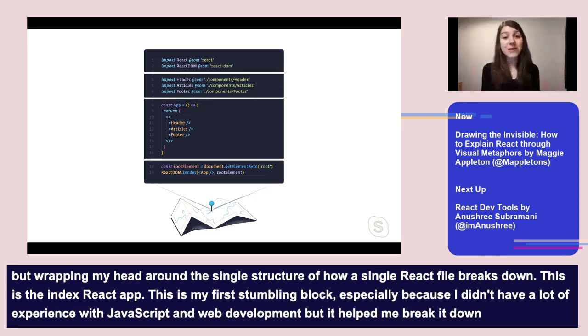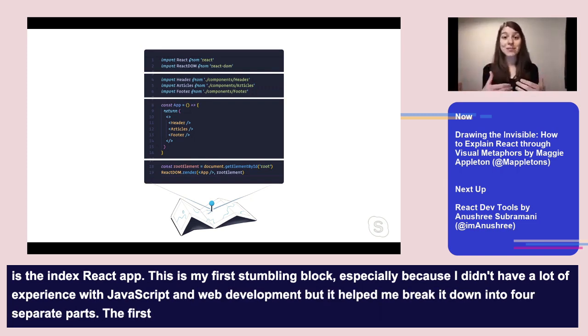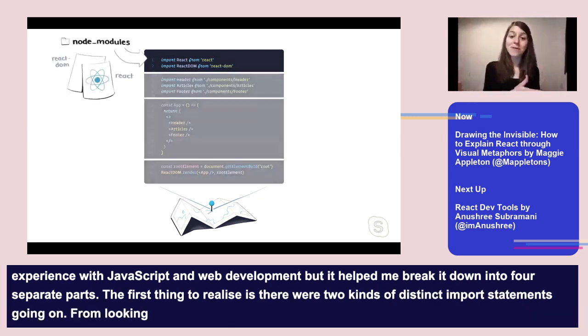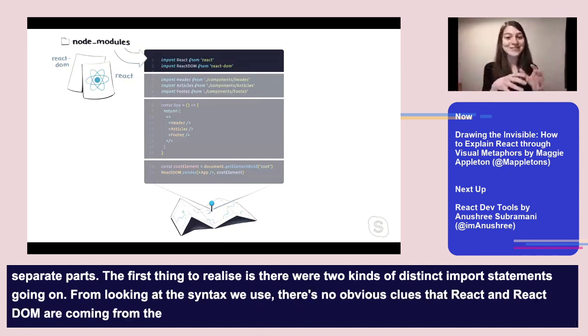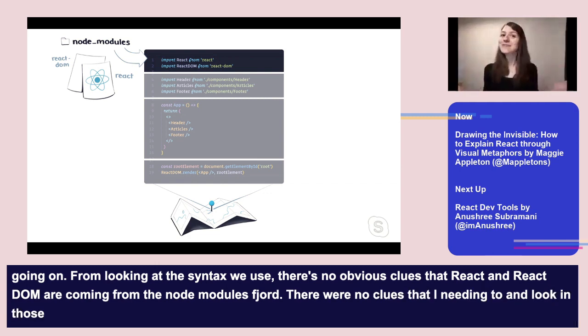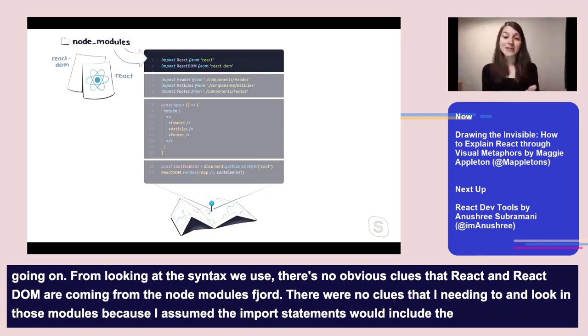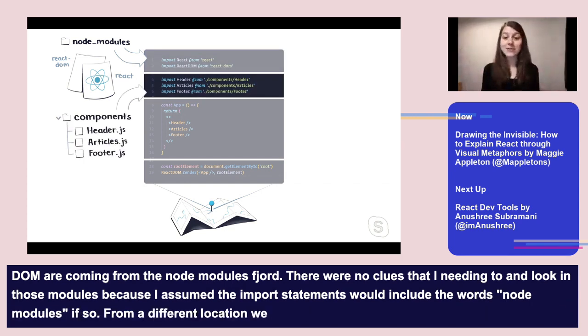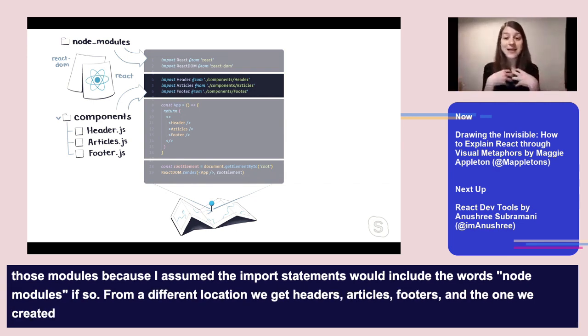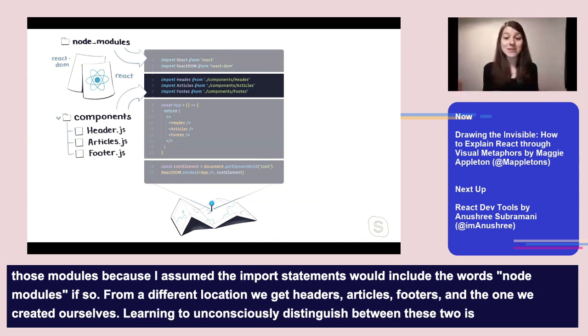So first thing was to realize that there were two kinds of distinct import statements going on. From just looking at the syntax we use, there's no obvious clues that React and React DOM are coming from our node modules folder. I kept trying to figure out where in my folder structure the React and React DOM files were, and there were no clues that I needed to go look in node modules, because I assumed their import statements would include the words node modules if so. And then from a very different location, we get all our component files, right? Like header and articles and footer and all the ones that we create ourselves. Learning to unconsciously distinguish between these two is something that we all internalize, and then we immediately forget that we might need to explain it to others.